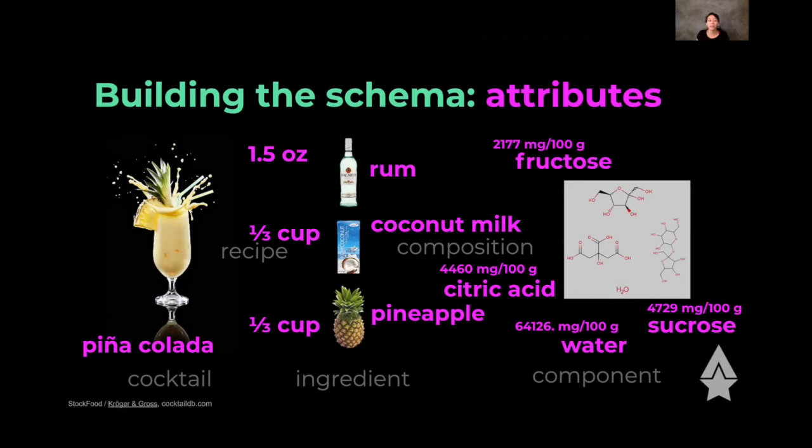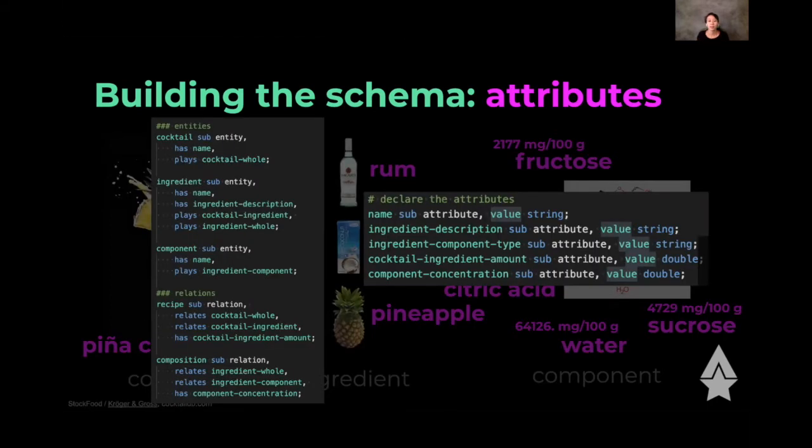So you write all of this information into the schema as well. For example, cocktail has a name, the recipe has an ingredient amount, and lastly, you declare all of these attributes and tell TypeDB what type of data you're sending in. All these words are strings for me, and the attributes have numeric amounts, so I assigned them as doubles.